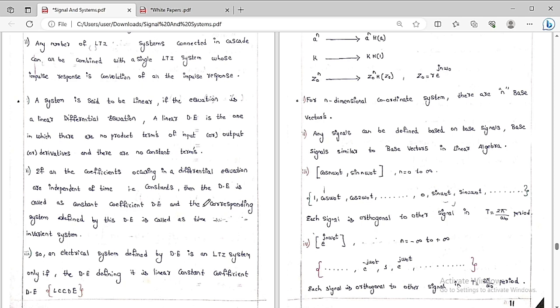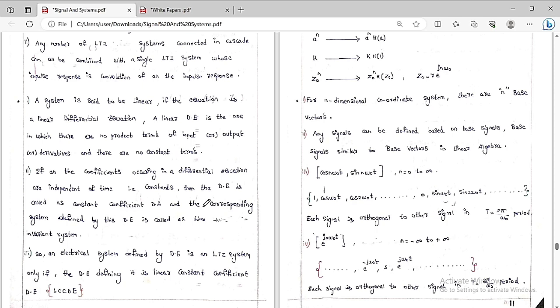So finally, I can say that suppose you have some system, and for the system there is an input and output, with some relation between them with the help of a differential equation. How to say whether the given system is linear or not? If the differential equation is linear, then by default we can say the given system is linear. In the differential equation, there should be no product terms of input, no product terms of output, no product terms of derivative, and also no constant terms like +2, +3. If all these conditions are satisfied, then the differential equation is a linear differential equation, so the system is said to be linear.